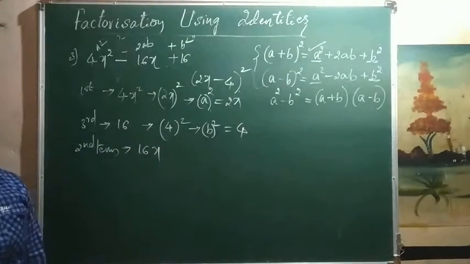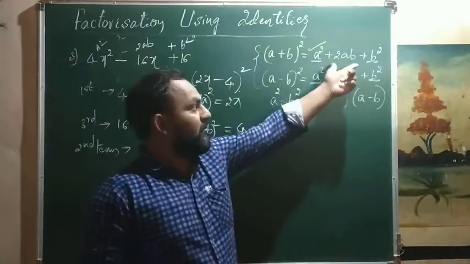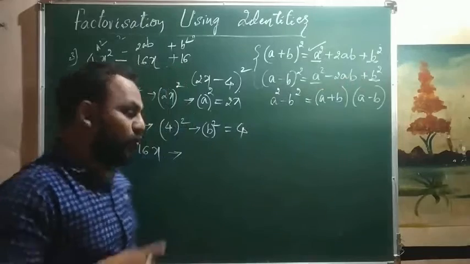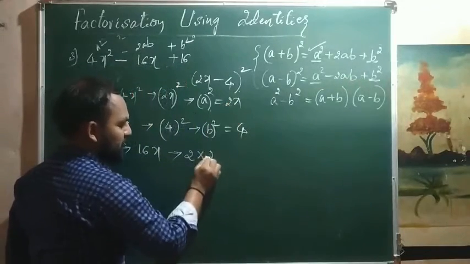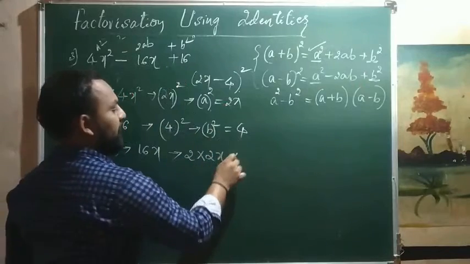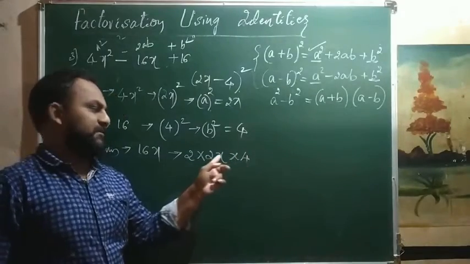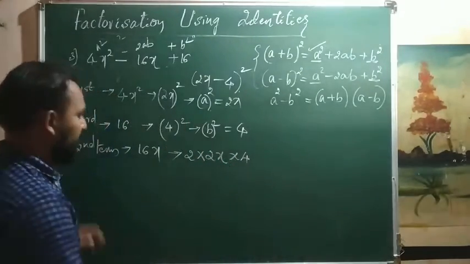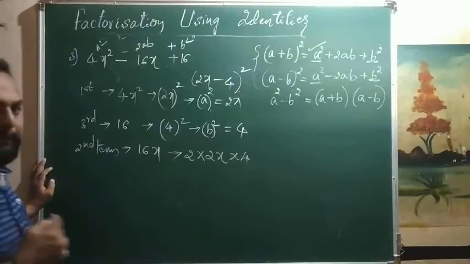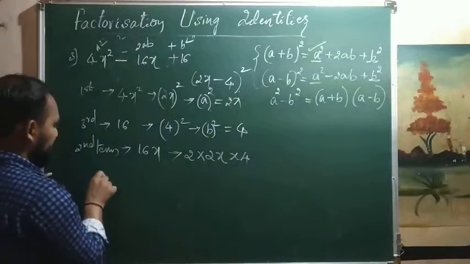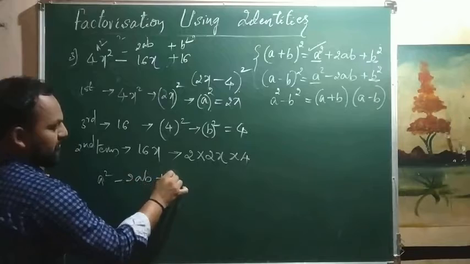Then the second term 16x. We split it: here our identity, what is the middle term? 2ab, 2 into a into b. Here 2 into a is 2x, into b is 4. 2 2s are 4, 4 4s are 16. So 16x. This is the third term. Here this is in the form of a square minus 2ab plus b square.